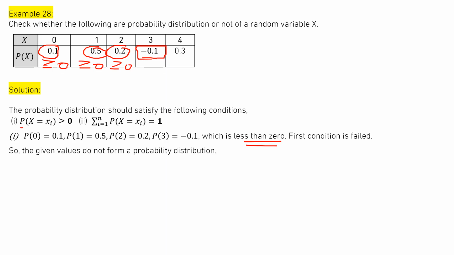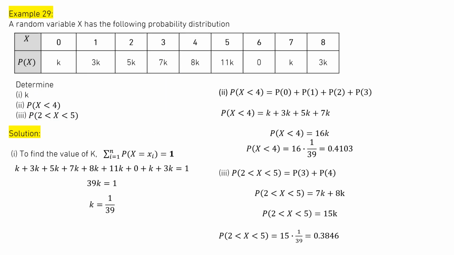So what is the thing? The first condition, P of capital X equal to xi greater than or equal to 0, failed. If it fails, we say that the given values do not form a probability distribution. Once the first condition has failed, we need not check the second condition. There itself we can say the given probability distribution is not a valid one. Okay, see the next question.